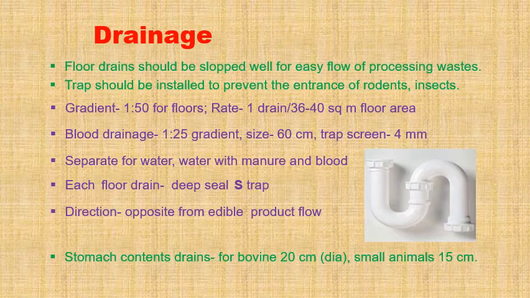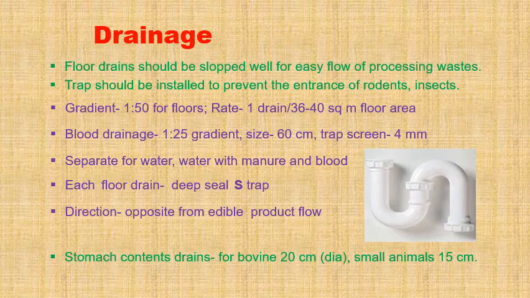If it is a blood drainage, the gradient should be more, that is 1:25, because blood is more thick, so it won't flow easily. And the size of these drainage pipes should be 60 centimeter, and the trap screen should be about 4 millimeter. There should be separate drainage for water with manure and blood. Each floor drain should have a deep seal with S trap as it is shown in the figure.